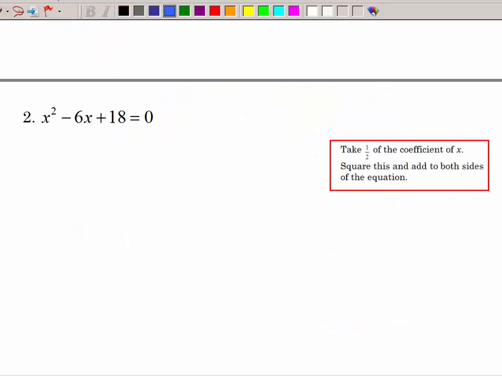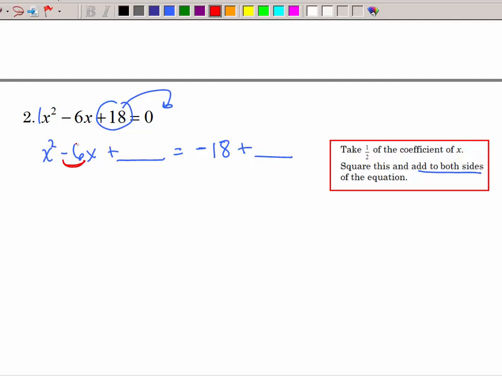Let's look at the second example. So again, we have it written in standard form. A is 1, that's very important. So I'm now going to move this constant to the other side, leave a blank, and I'm always going to say plus because I want to add to both sides. So when I move a positive 18 to the other side, it becomes a negative 18. Now I want to take half the coefficient of x. So that's half of negative 6. That's negative 3, and I want to square that and add it to both sides.